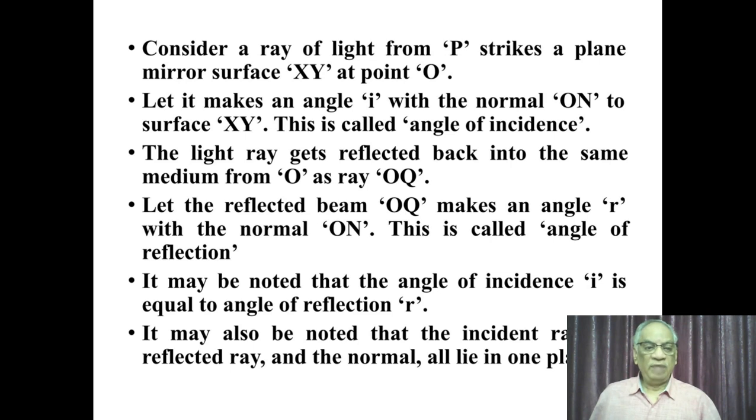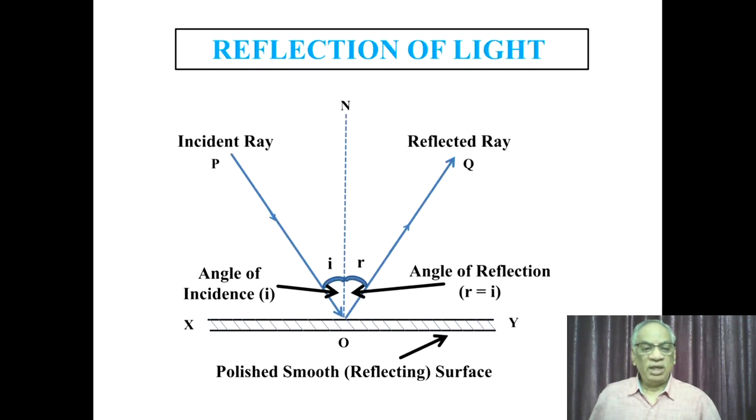The light ray, after striking the surface, returns back into the medium, and that is known as the reflected ray. It returns along the path OQ, that is the reflected ray direction. The angle between the reflected ray and the normal ON is called the angle of reflection, R. In reflection, the angle of incidence is equal to the angle of reflection. This is what is explained in this slide.